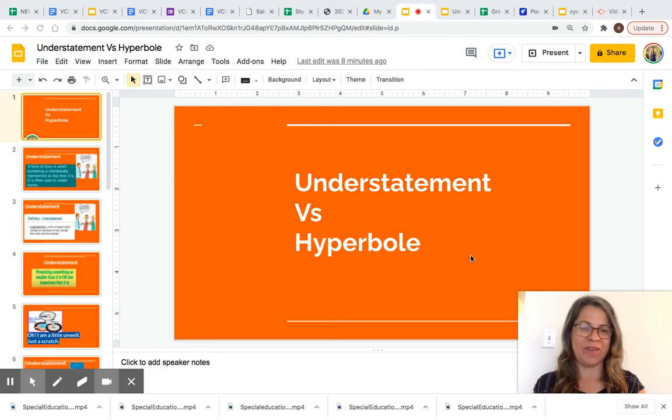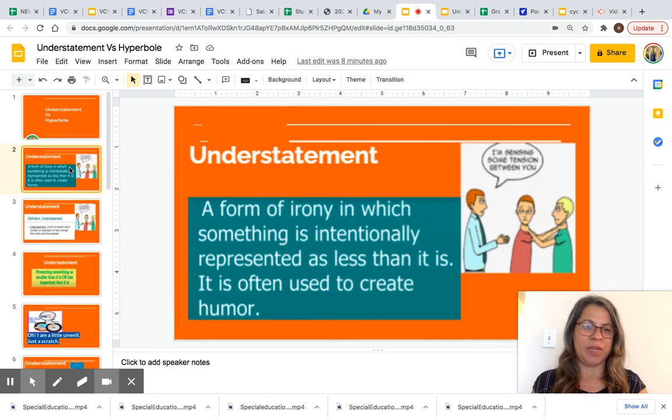Welcome to our lesson. In today's lesson, we are going to learn about understatements and hyperbole. Are you ready? Let's get started. Let's start by taking a look at understatement.